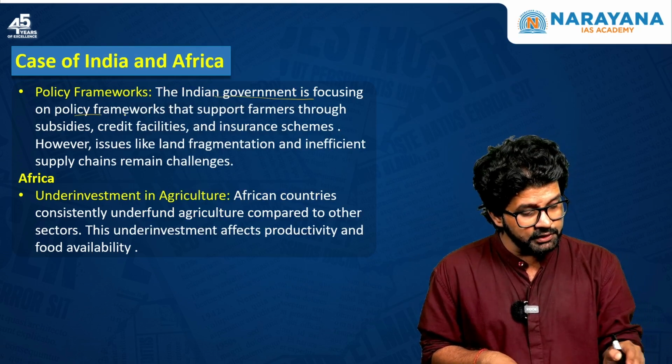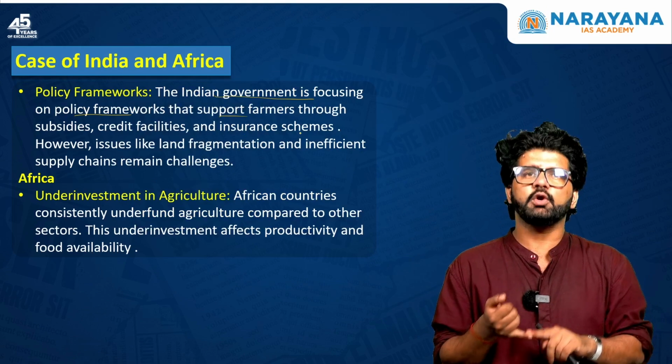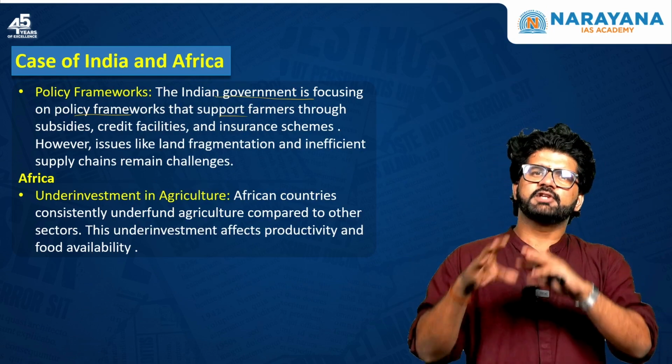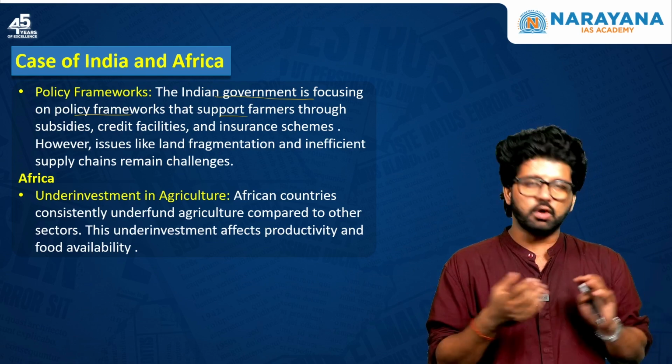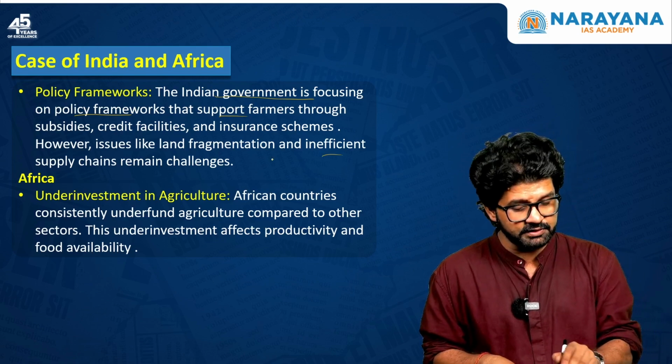The Indian government is focusing on policy frameworks that support farmers through subsidies, credit facilities and insurance schemes. So we are doing our work, but land fragmentation. The land holdings are very small in India, and there is a term called consolidation of land holdings that is very much needed to improve the productivity of these lands. Inefficient supply chains.